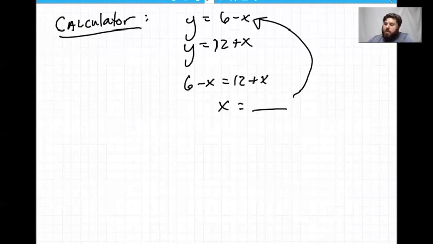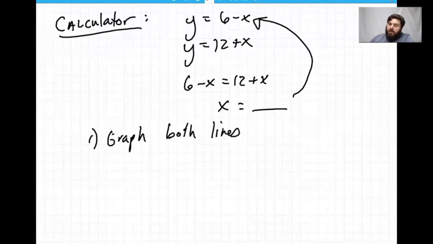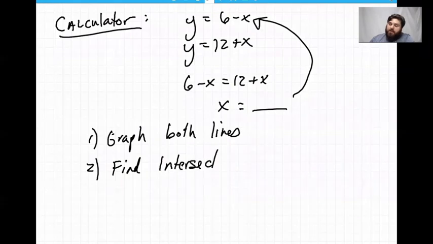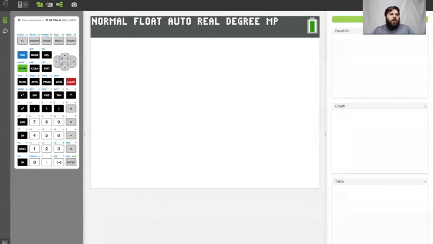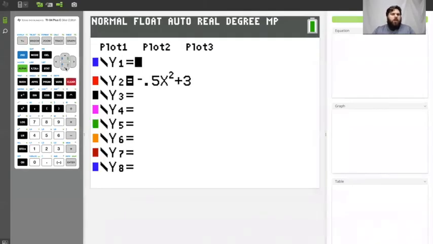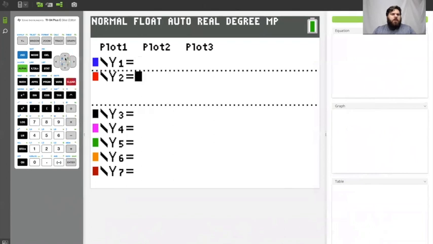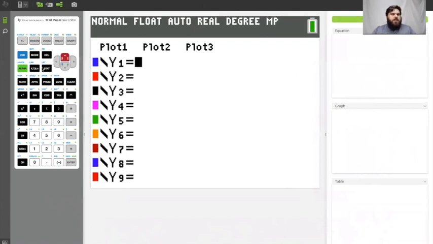But the reason I'm showing you this is because I want you to be aware of some different strategies. Okay, so here's the strategy. You graph both lines on your graphing calculator, okay? Then you find the intersection, and I'm going to show you how to do that. And I'll write down the directions of how to find the intersection as soon as I show you how this works. All right, so you're on your graphing calculator, go to y equals, okay, and you clear everything out, and we're going to type in the 2 equations. So 6 minus x, and then 12 plus x. We're going to graph them.